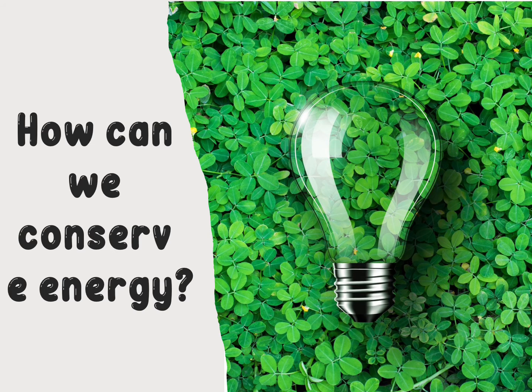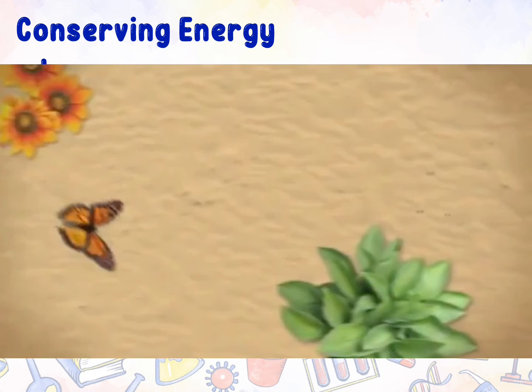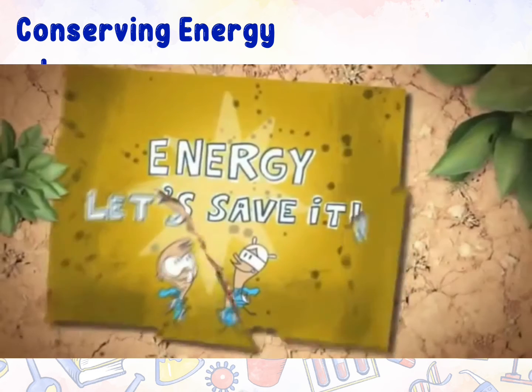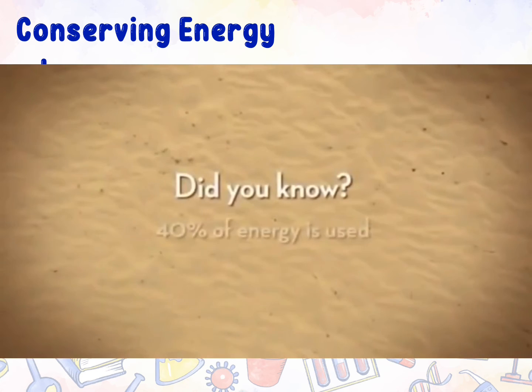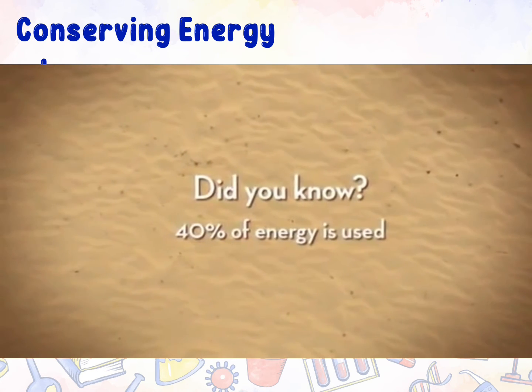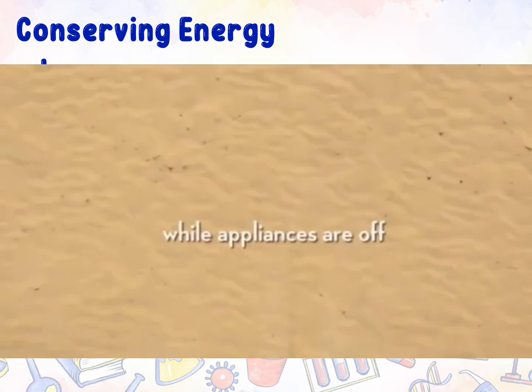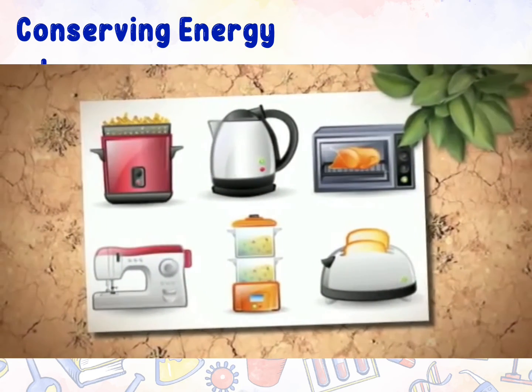Now, how can we conserve energy? We talked about conserving water. Now, let's see how we can conserve or save energy. So, how to save energy? Yes, there are so many ways we can save energy, whether by saving money or the planet. 40% of the energy is used while the appliances are off. Even when you are not using it, it uses some of it.